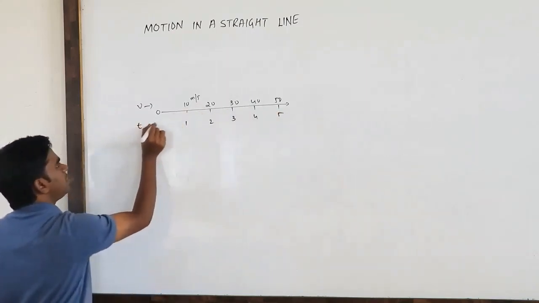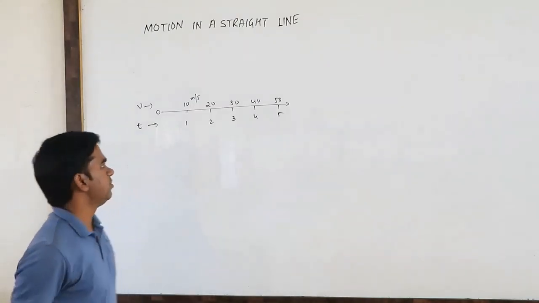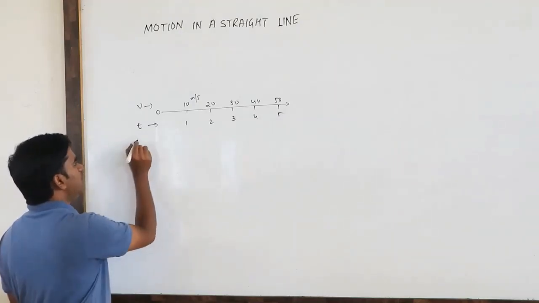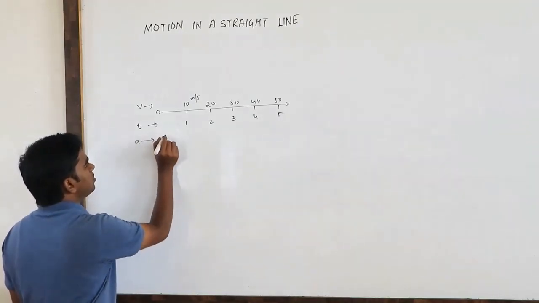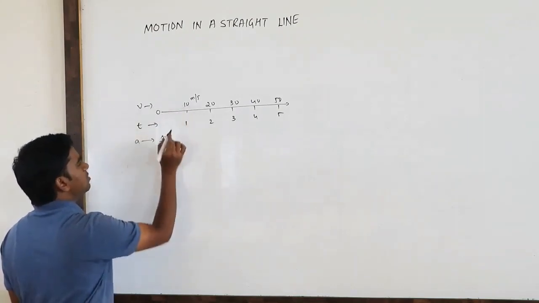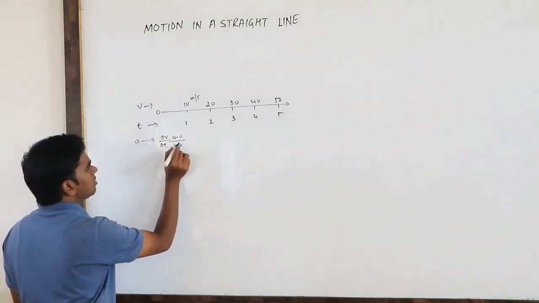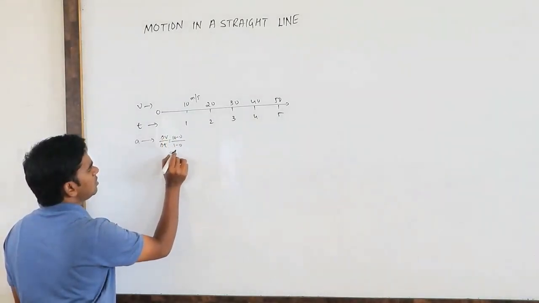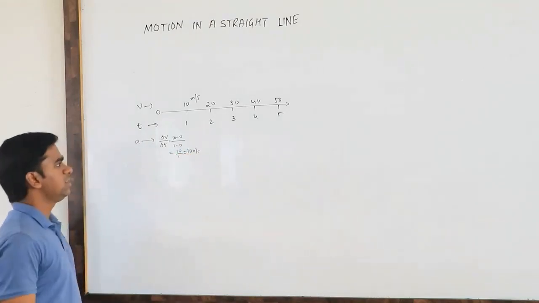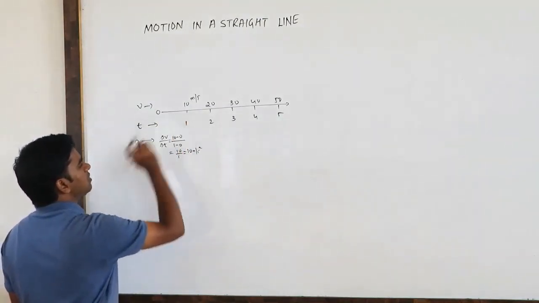Time is given, but what we have to plot is the graph of acceleration versus time. For that we need acceleration. Acceleration is not given here, so you have to calculate it. Acceleration is delta V by delta T. So delta V, 10 minus 0 divided by 1 minus 0, this will become 10 by 1, that is 10 meter per second squared for this interval.